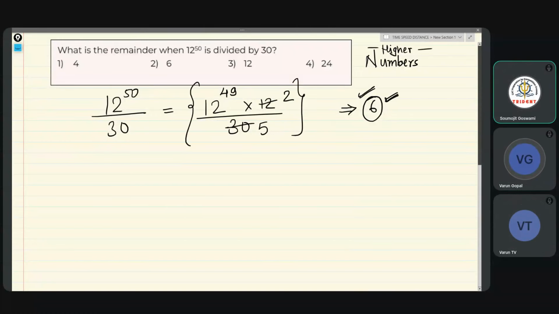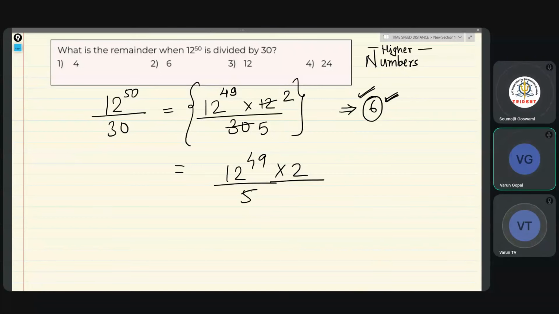Anyways, my entire thing basically boils down to this: 12 raised to 49 by 5 into 2. Now remember, 5 being a prime number, we can do many things with it. What is it that you will do now? 2 by 5 remainder is 3. Sorry, 2 by 5, the remainder is 3. Think about it. I'm giving you some time. Is it okay if I give you a quick answer to this?